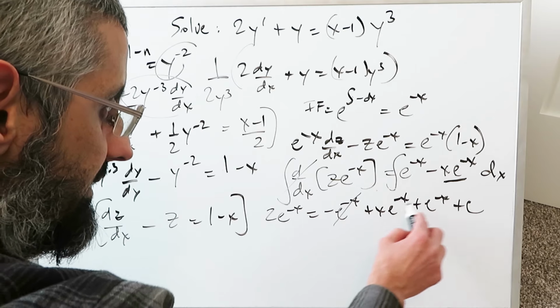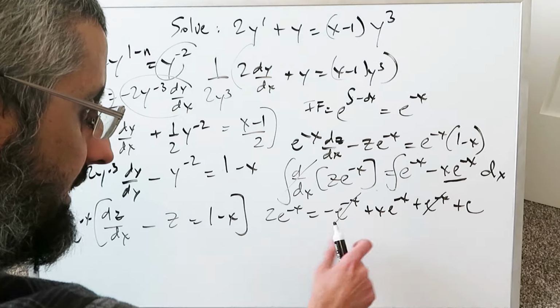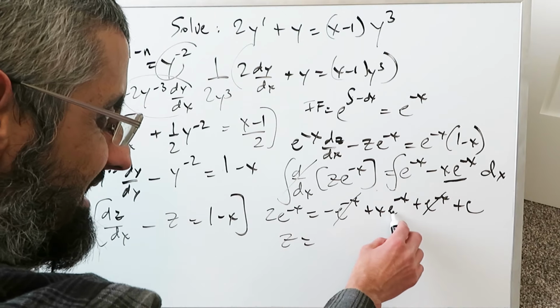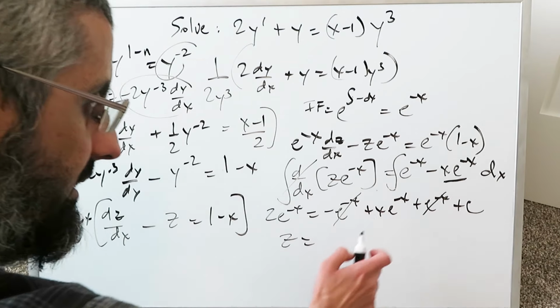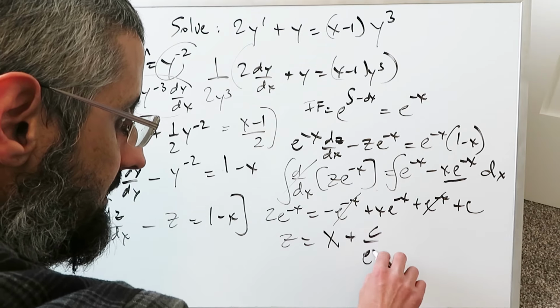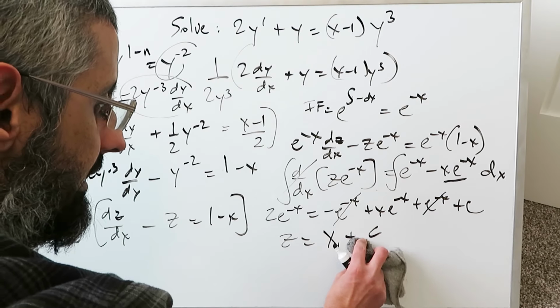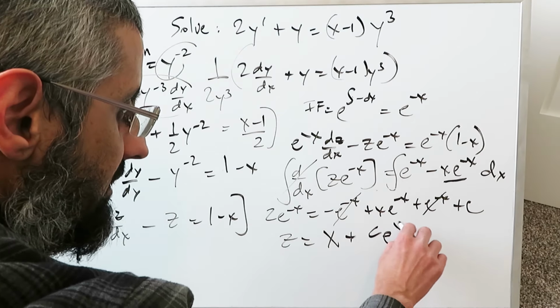I have minus e to the minus x, it'll cancel out with this e to the minus x. I can take this e to the minus x to the other side. I'll have z equal to this divided by e to the minus x, and that divided by e to the minus x. From here I'll just get an x. Here I'll get c over e to the minus x, but I can rewrite this in a better way with everything in the numerator, c e to the power of x.